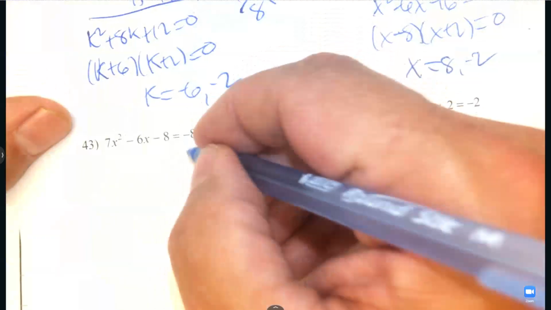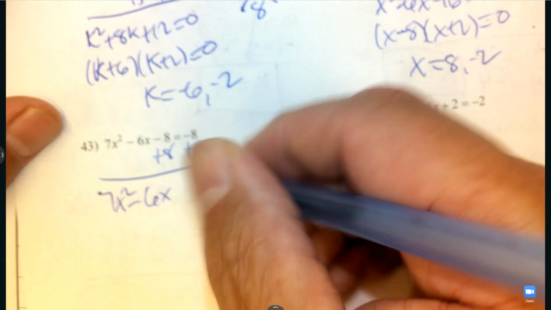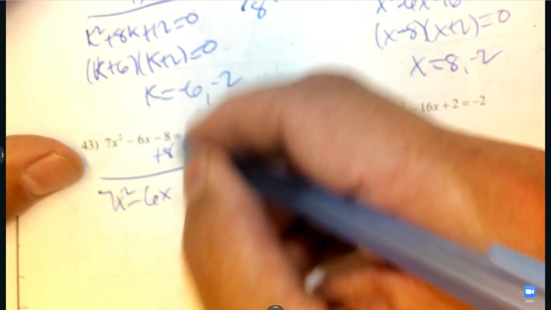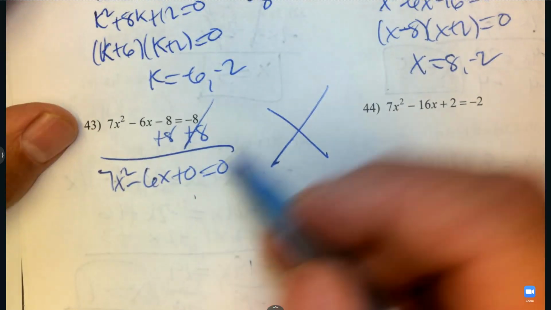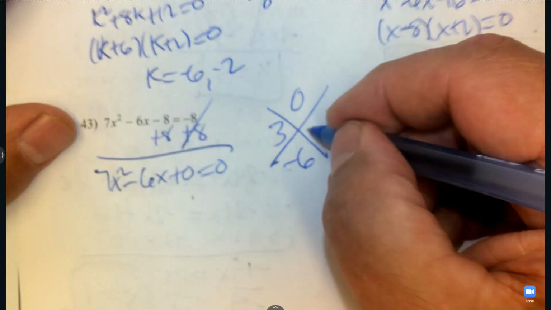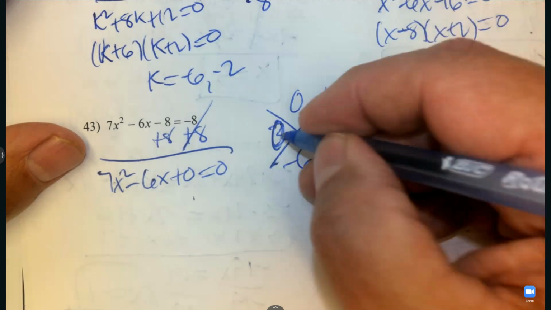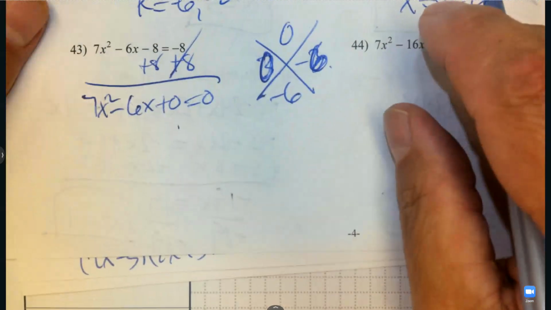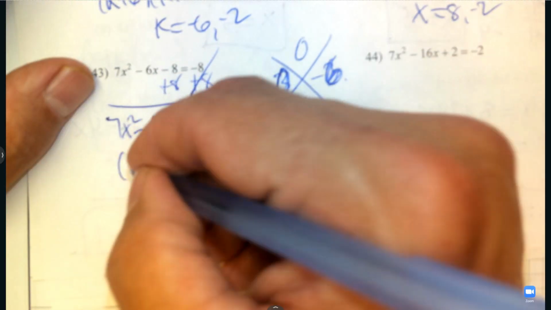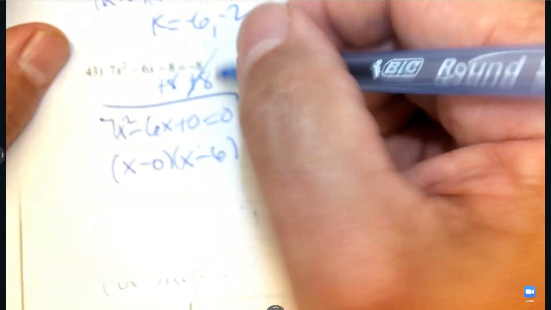Number 43, not equal to 0, add 8. Let me show you what we can do here. That makes it 0. If you wanted to, you could do this. 7 times 0 and negative 6, so the two numbers are 0 and negative 6. So 0 times negative 6 is 0, and 0 and negative 6 are negative 6. So we have one that's x minus 0, and the other one is x minus 6, and then divide by 7, and you get your two answers.